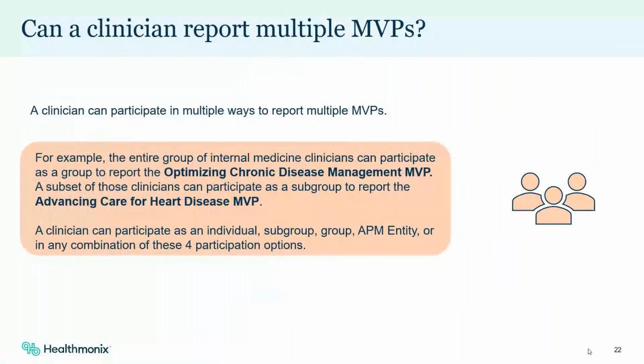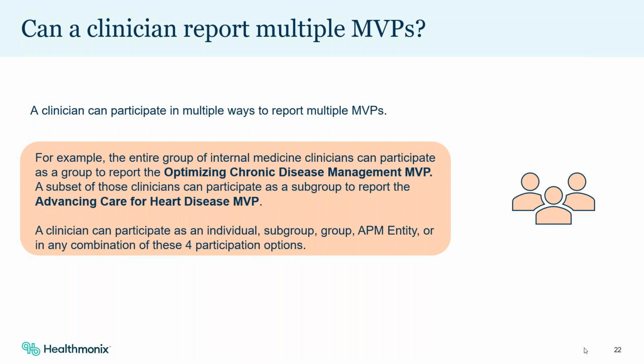Can a clinician report multiple MVPs? This is where it starts to get a little tricky, and it's great because in 2 slides, I'm handing it over to Phil, who gets to deal with the tricky stuff. A clinician can participate in multiple ways to report MVPs. For example, if you have an entire group of internal medicine clinicians, you could report the Optimizing Chronic Disease Management MVP and a subset of those providers. So if you take 3 or 4 of them out that are high scoring on another MVP, you can also do the advanced care for heart disease MVP.